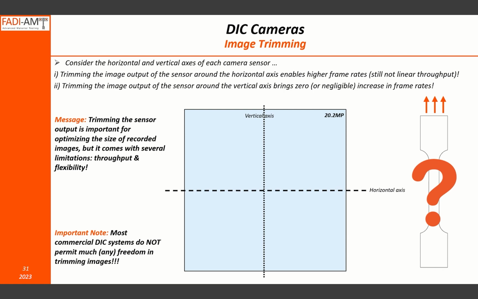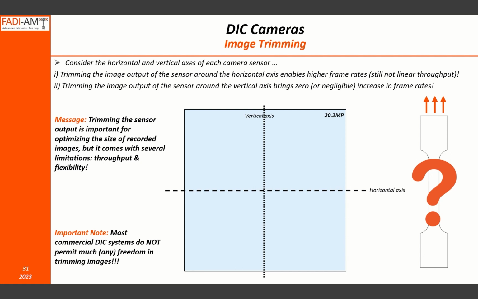And last but not least, I would like to remind people out there that most DIC systems do not permit you much, sometimes any, freedom in trimming images. What does that mean? Some DIC systems will not allow you to trim images at all. So you buy the wrong sensor, or the, let's call it oversized sensor, you're just stuck with it and you're just recording large images for no reason. The ones who allow you to trim, they limit you.